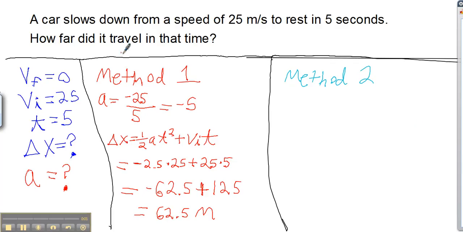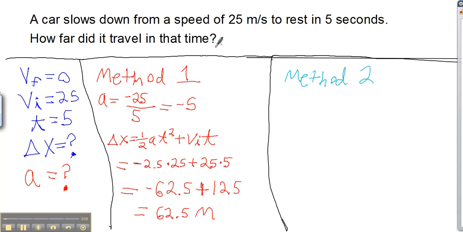Okay, next up, another kind of quick one, but surprisingly might require a bit more thought than you would think from a problem this short. A car slows down from a speed of 25 meters per second to rest in 5 seconds. How far did it travel in that time?